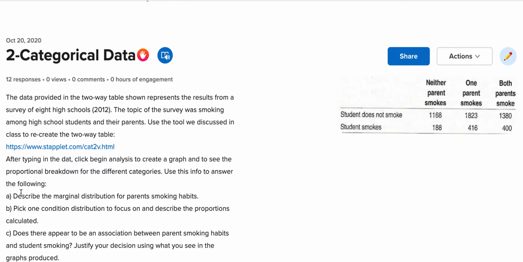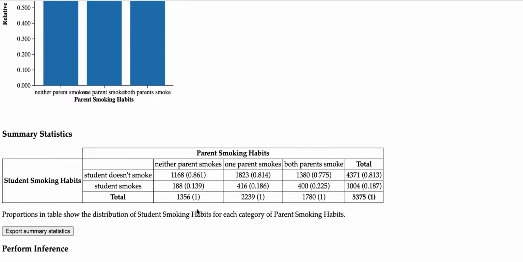So part A in the question was describe the marginal distribution for parent smoking habits. There's two ways to compare them. You could just look at the overall size. So there were exactly 1,356 households in the study where neither parent smoked, 2,239 households where only one of the parents smoked, and 1,780 households where both parents smoked. So you can see they're not all the same size, but they're all a decent size, so we can work with that. And overall, that's out of 5,375 households. So that's the marginal distribution for parent smoking habits.